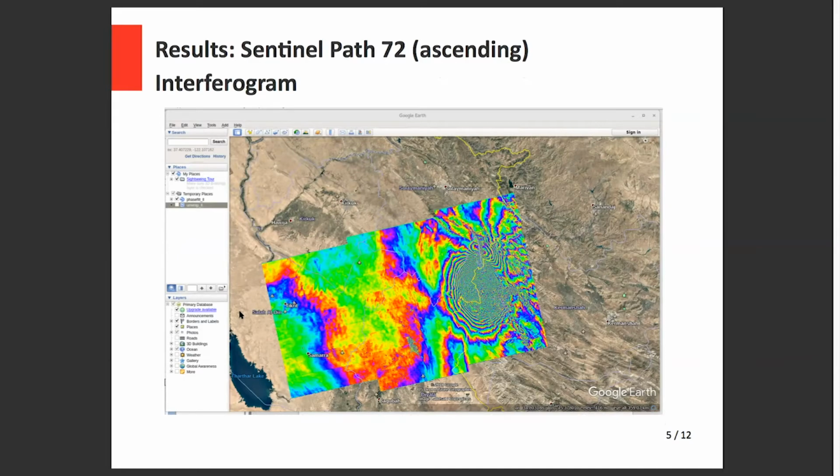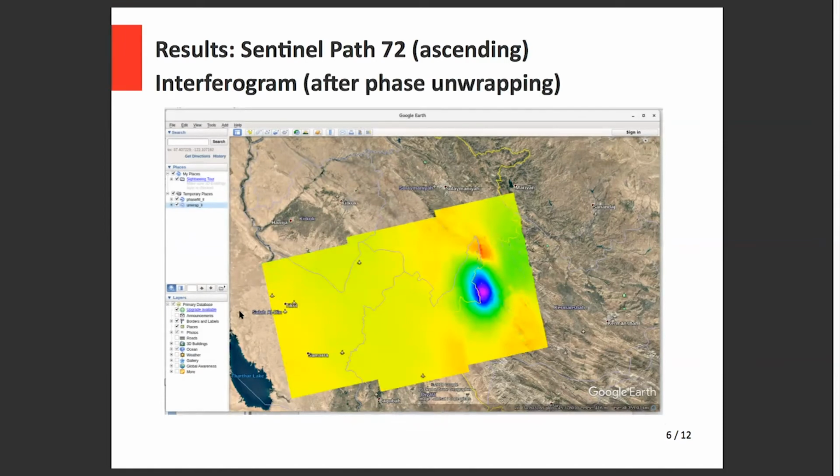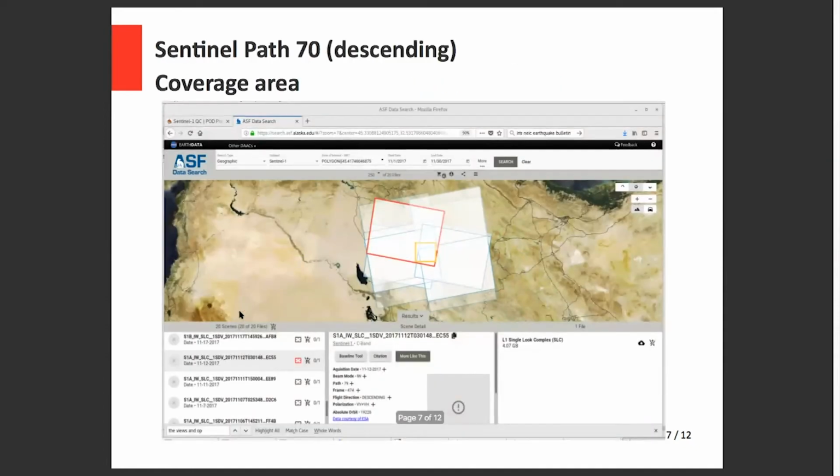We tried snaphu with the default 0.1 threshold, and this was the phase unwrapping result for this particular path. There's clear deformation on the surface, but it's not consistent with the results that the Japanese presented from ALOS. So we decided to try other paths and also the descending tracks.